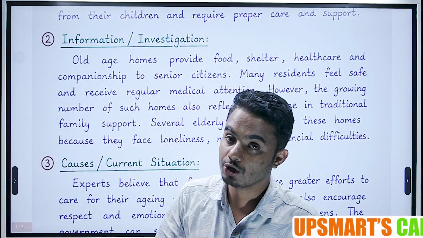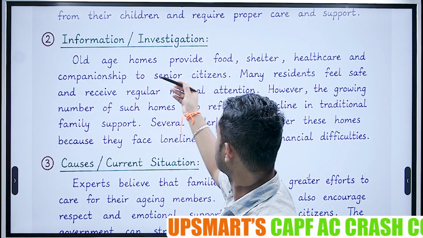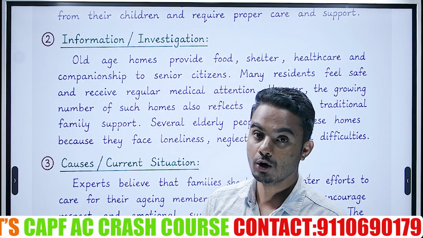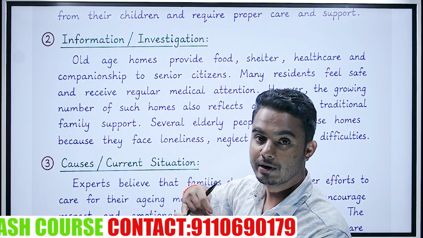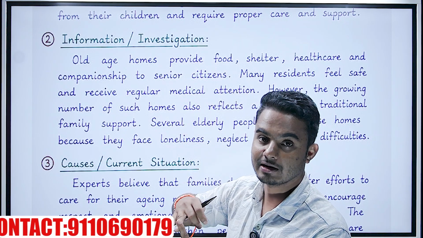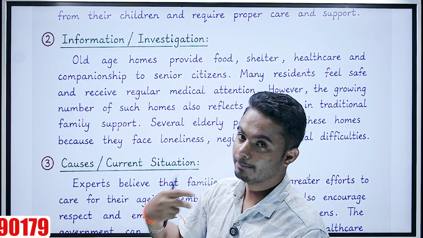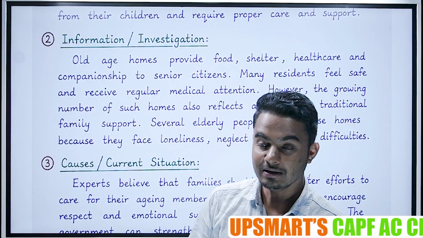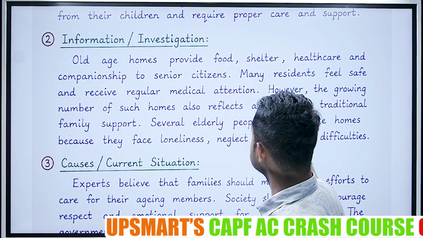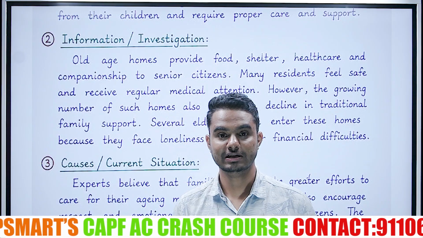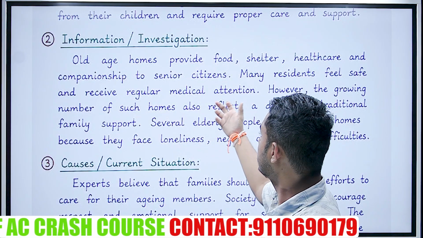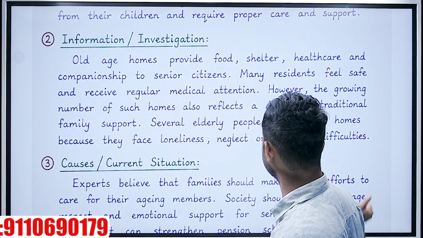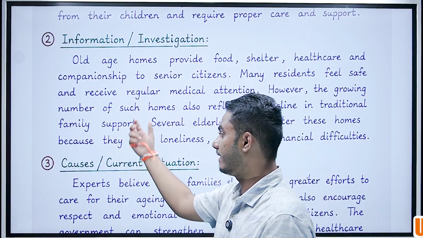Next, we are coming to information and investigation. Your information and your investigation. That is, old age homes provide food, shelter, healthcare. You have visited an old age home. What does it provide? It provides food, shelter, healthcare, companionship, many things, companionship to senior citizens. Fine. Many residents feel safe. Due to that, residents feel safe and receive regular medical attention. However, the growing number of such homes also reflects a decline in traditional family support.